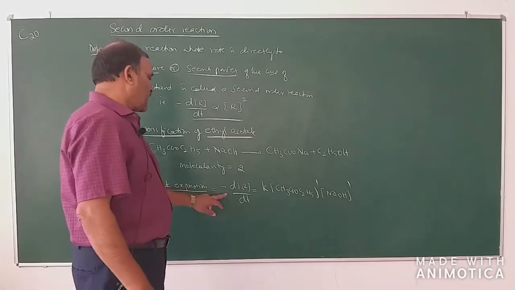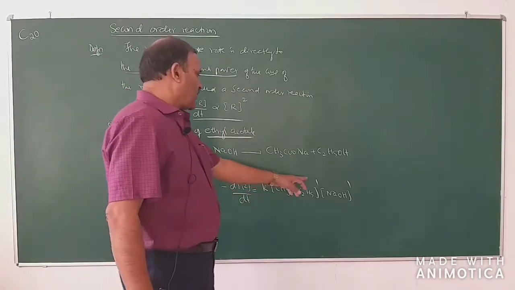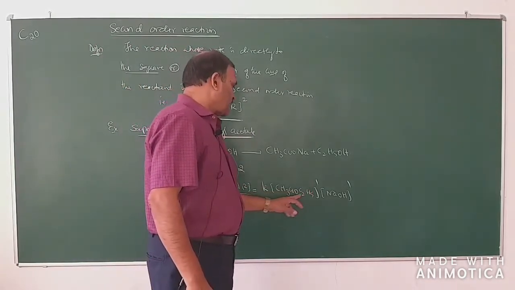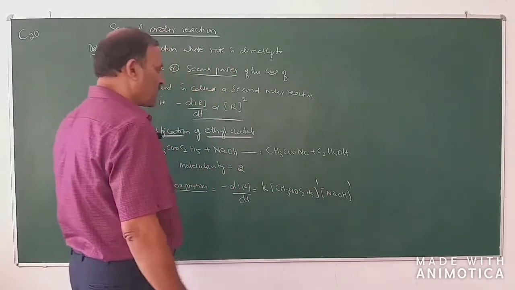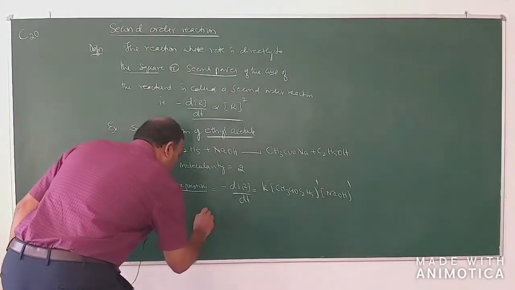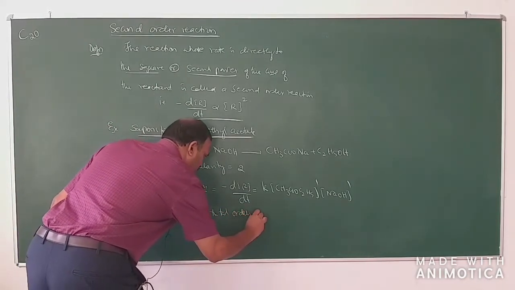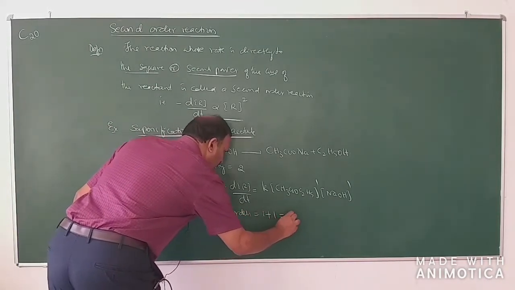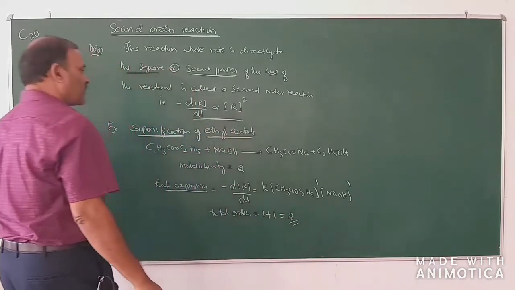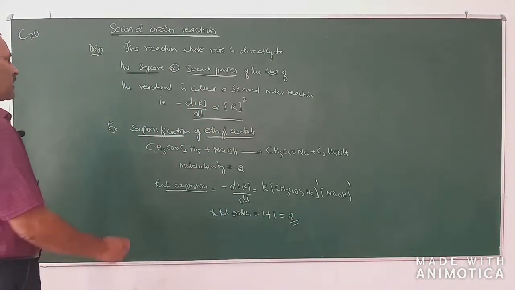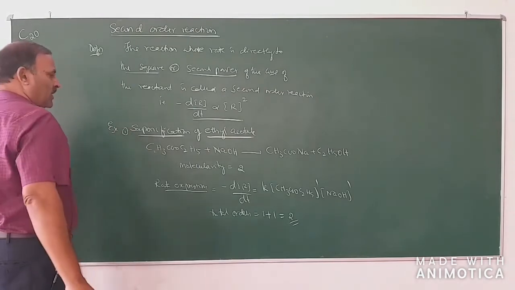The rate of this reaction depends upon the first power of the concentration of ethyl acetate and the first power of concentration of sodium hydroxide. Therefore, what is the total order? Total order equals 1 plus 1, that is equal to 2. So it is a second order reaction. So this is the first example.